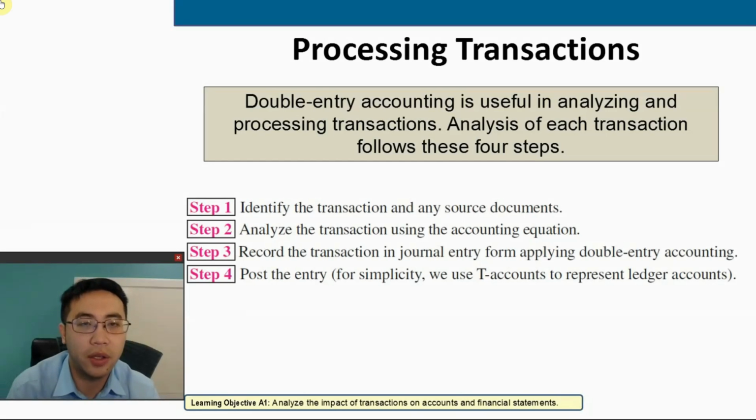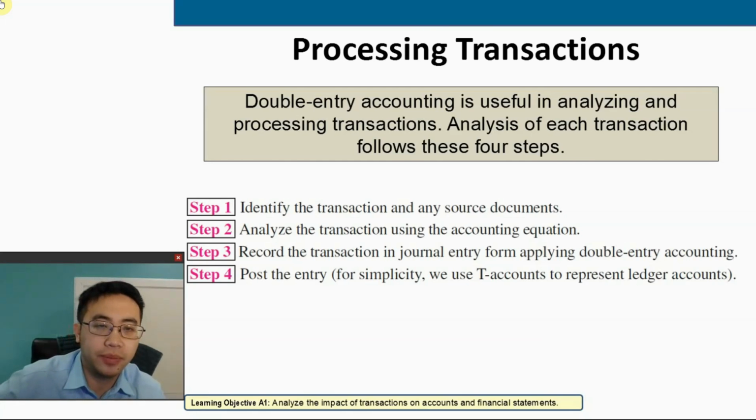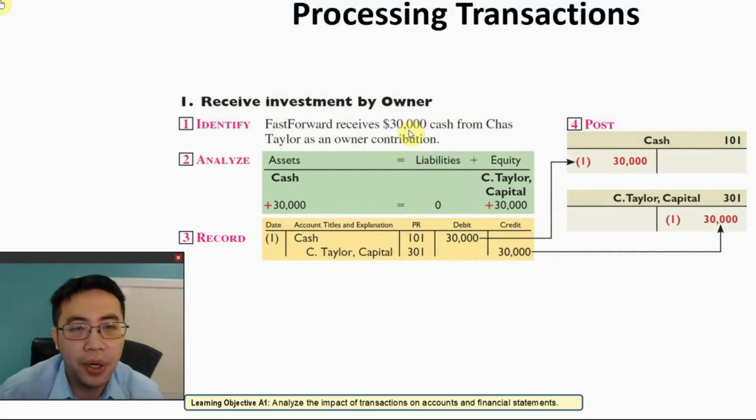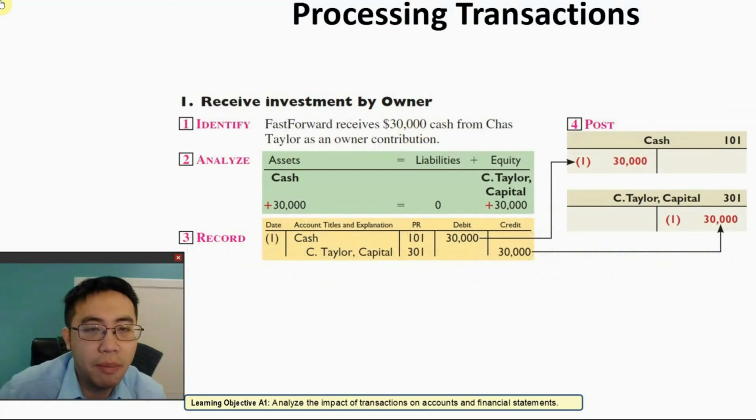All right, so now let's learn how to process transactions. In this double entry accounting method, as I said, we're going to identify the transactions, analyze the transactions, record transactions, and then post the entries into the general ledger book. Here is a transaction. We identified first that the company receives $30,000 cash from an investor, and that investor just became the owner or one of the owners of the company.